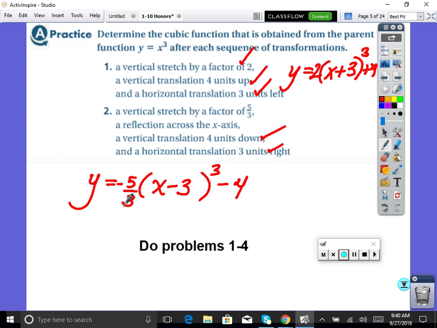The stretch and compressions are multiplied in front. That's our A value. Now why is that considered a stretch? Because 5 divided by 3 is still larger than 1. Even though it's a fraction, it's still larger than 1. So it's still a stretch.